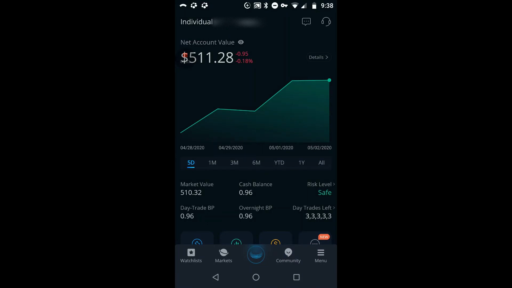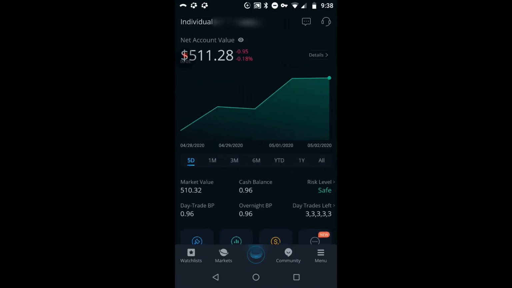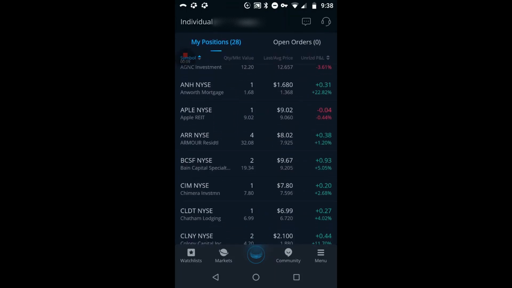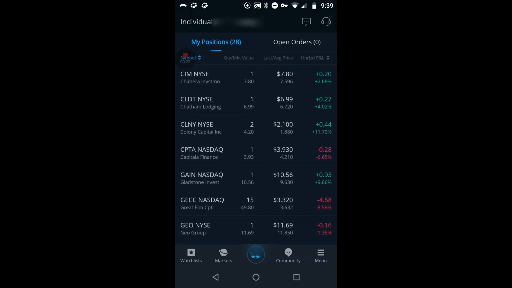Okay guys, I am here on the Webull account. This is the home screen, pressing that bottom center button here. So what I like about this is there's also a computer app for your laptop or desktop, and it kind of gives a bit more information than this.